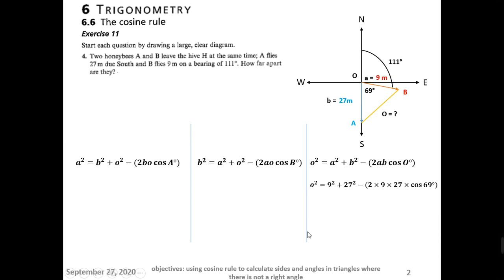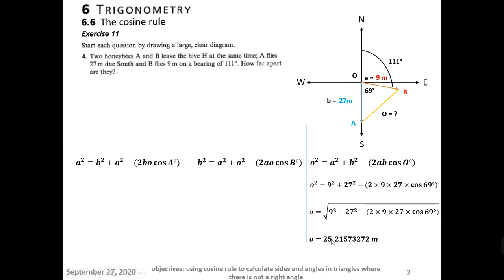So we're going to square root each side of the equation. This brings the equation down to O is equal to square root of 9 squared plus 27 squared minus, in brackets, 2 times 9 times 27 times cosine of 69 degrees. Now this is ready to be inserted in the calculator, and if you do so, you're going to end up with O is equal to 25.2 meters, and this is correct to 3 significant figures.